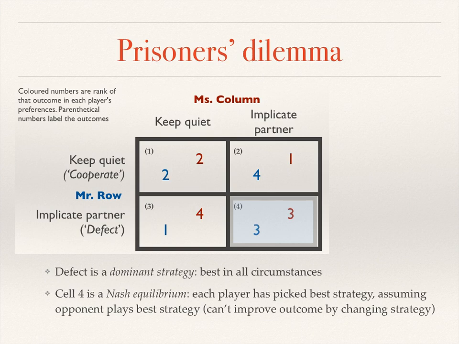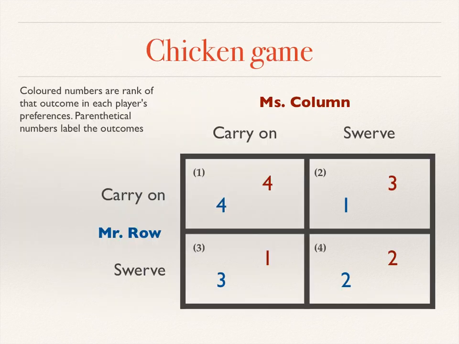People sometimes find this a pretty depressing outcome because, in fact, Mr. Rowe and Ms. Collum would be much happier if they both got 2 years in jail. They wind up both with 3 years in jail, but they could have had just 2 years in jail if they had both kept quiet. So the fact that they can't cooperate means that they both wind up spending more time in jail.